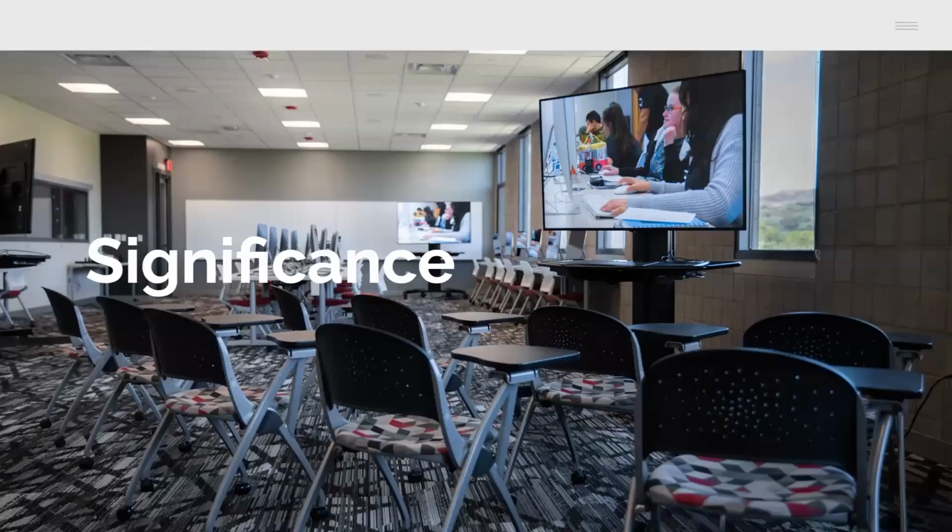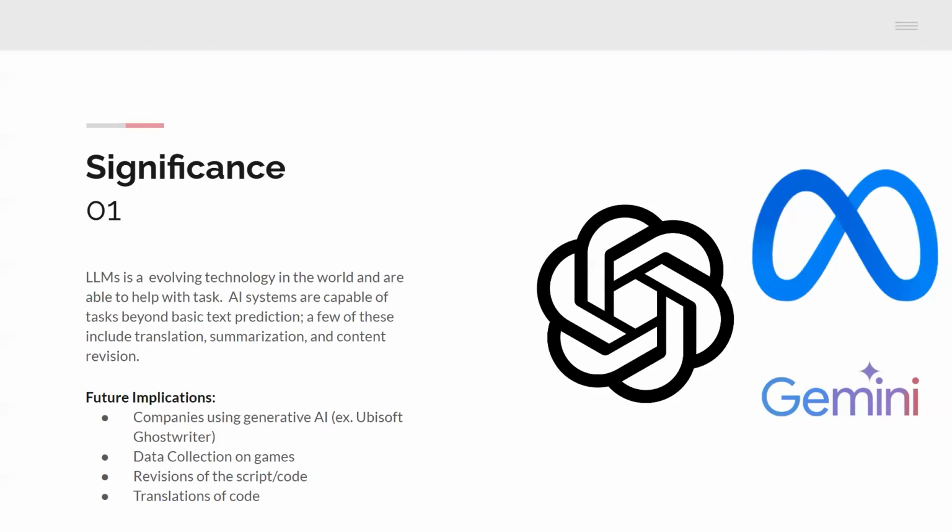So now we go into the significance. So one of the significances that I found was that, of course, LLMs, also known as AI, are an evolving technology in this world. They can help with tasks like text prediction, translation, summarization, and content revision, like I said earlier.